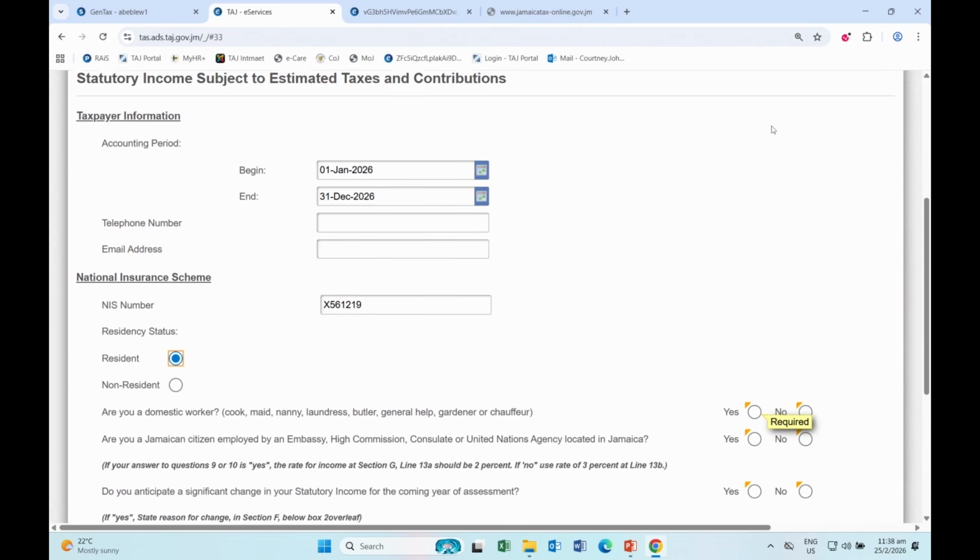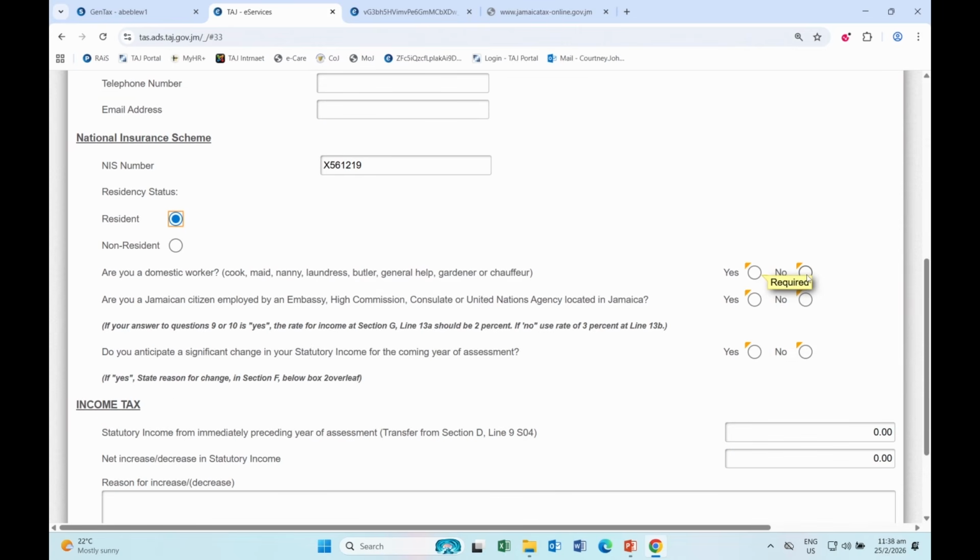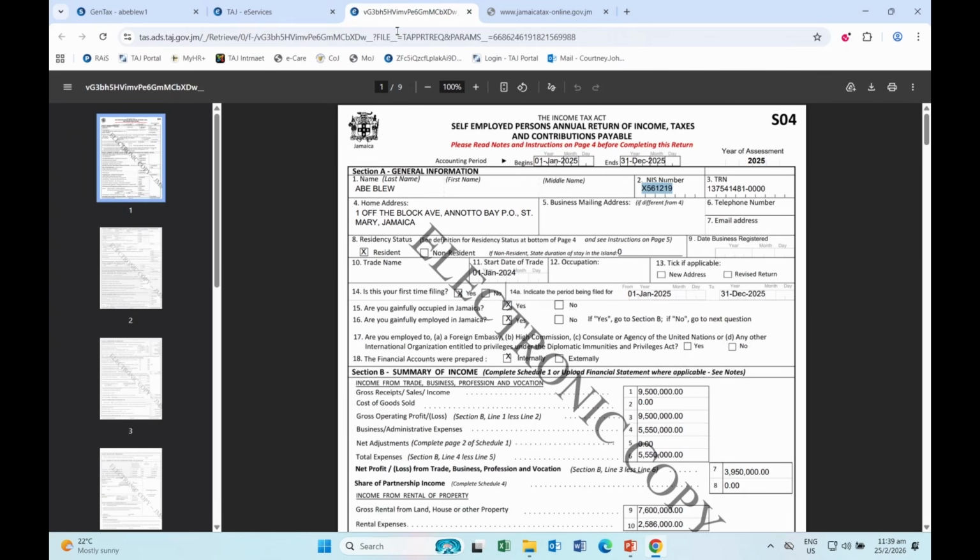Yes, he's a resident. Are you a domestic worker? No, he's not. Is he a Jamaican person employed by an embassy? No, he's not. Do you anticipate a significant change in your statutory income? Yes, he probably will. So let's put that there. So under the income tax heading, statutory income from immediately preceding year of assessment, the instruction here is to transfer the amount from section D line 9. So let's revisit the S04 that was submitted.